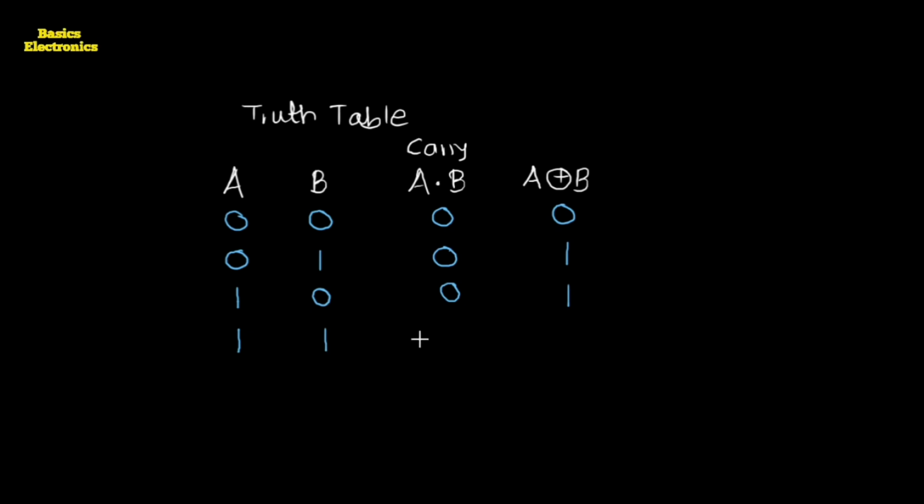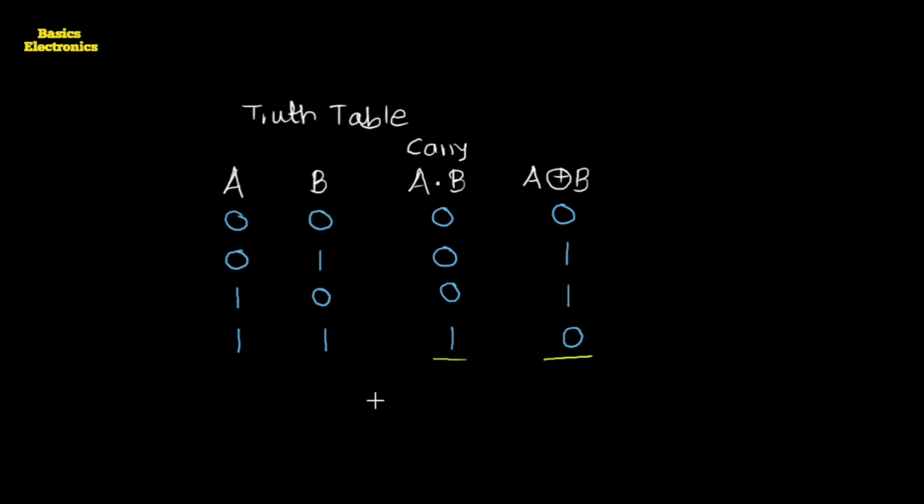Both inputs are equal, so the XOR gate produces a logically low output, and as all inputs of the AND gate are logically high, it produces a high output. It means we get the sum equal to 0 and the carry equal to 1. Okay, so in this way the half adder works.